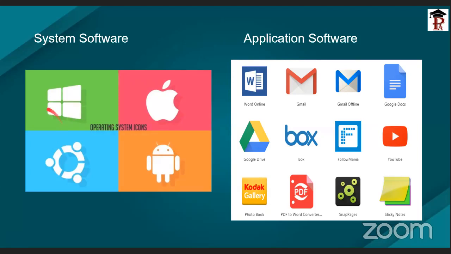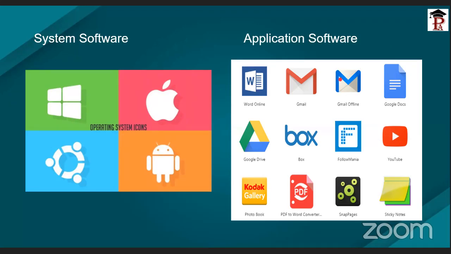Without system software like an OS, we cannot install or use applications like Word, Dropbox, Google Drive, Gmail, YouTube. If it is a web app, we can directly access Gmail and YouTube in the browser, but to use it in app format, we need system software. Without system software, we cannot install any app. What is the OS? OS is an operating system. This is Windows, this is Apple, this is Linux, this is Android.